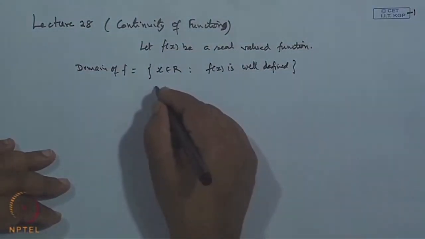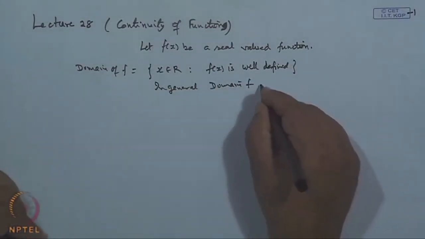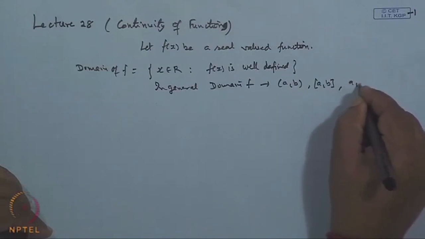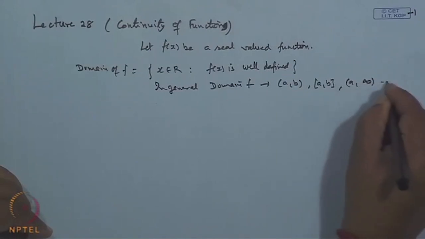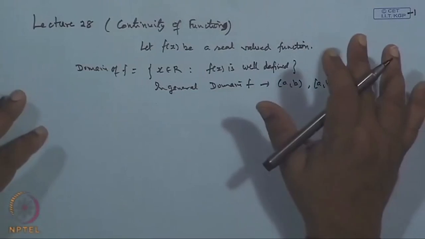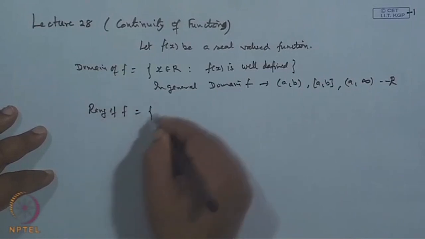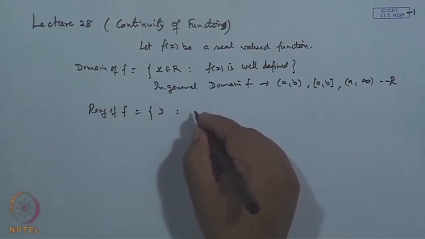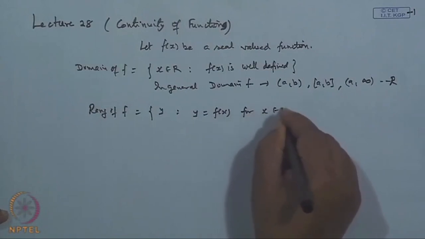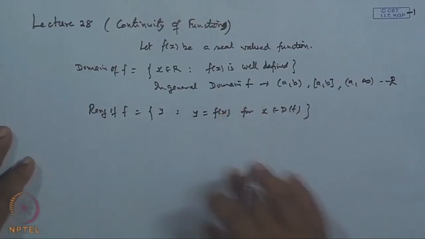Normally, the domain of f, in general, we consider either an open interval, or maybe a closed interval, or maybe a semi-closed interval, or even the entire real line R. So, it depends on the function where it is defined. And the set of those values of f is the range of f. Range of f means those y such that there exists some x in the domain of f such that f(x) equals y. So, all the image set is the range of f.